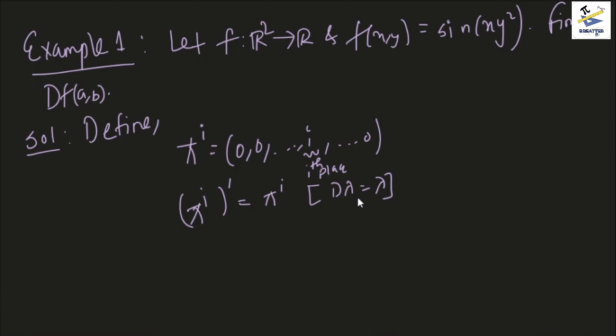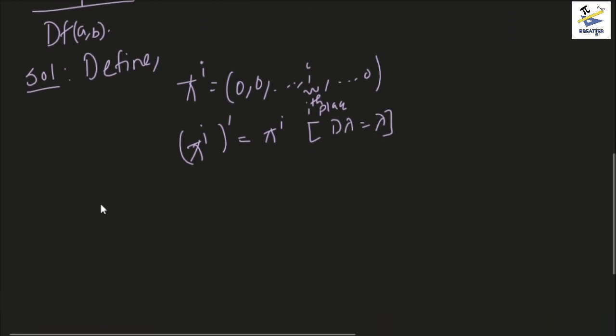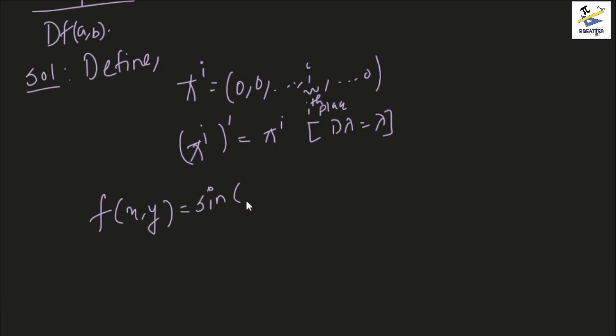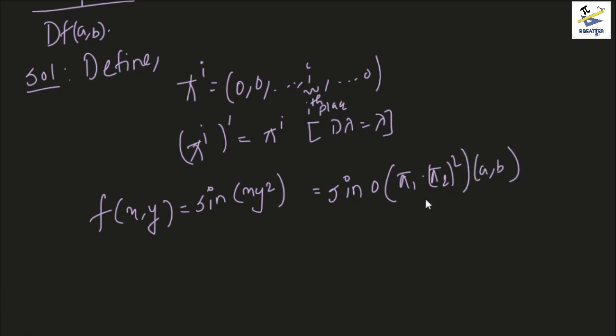So taking that into account, what we can do here is as follows. We are going to define the function f in a certain way, as f of x comma y, which was given as sine of x y squared. We are going to define this as the composition of sine composed with x y squared. We define pi 1 for x. So we have three variables, and we are going to define it like this: pi 1 into pi 2 squared, and we are going to evaluate it at a, b, right?